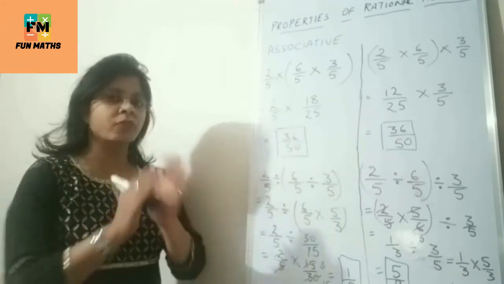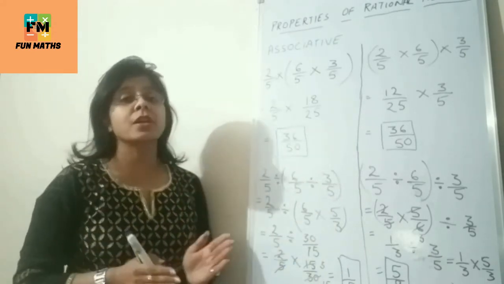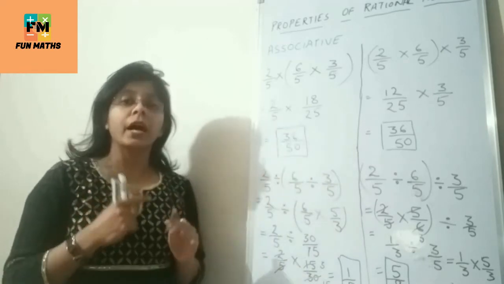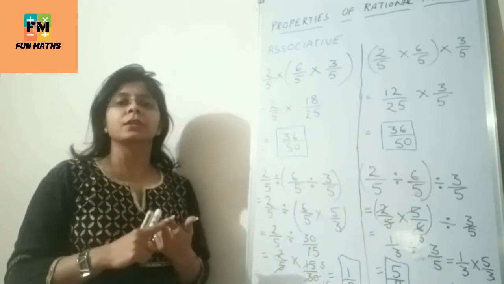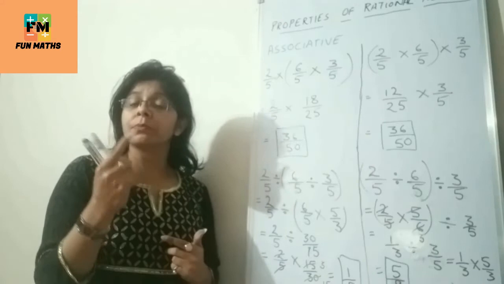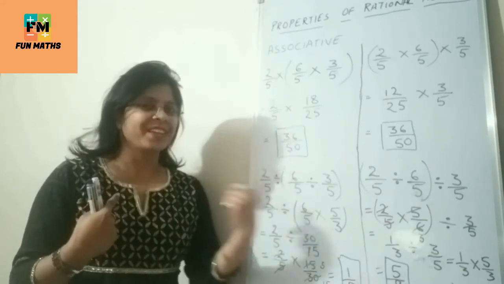So let's conclude for all the operations together. Rational numbers are associative under addition and multiplication. As we have seen, for subtraction and division, the results are not the same, right?